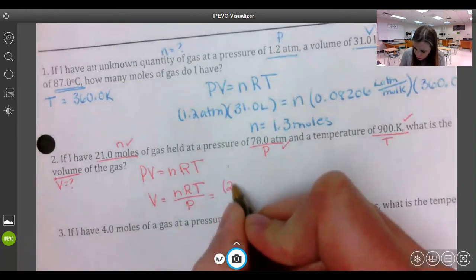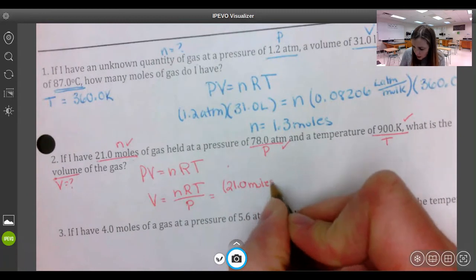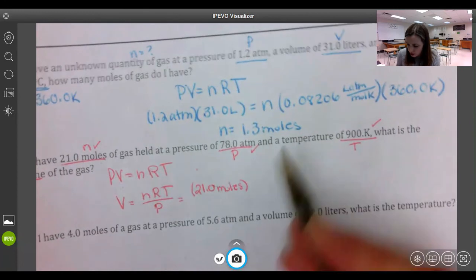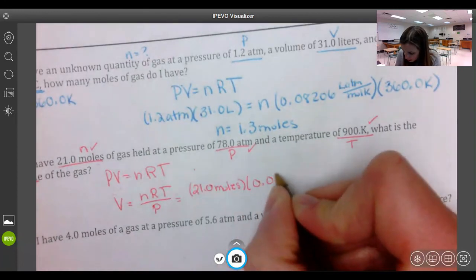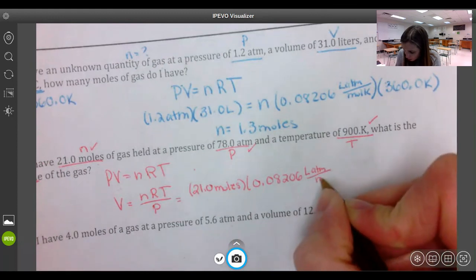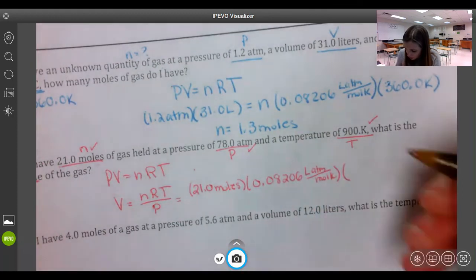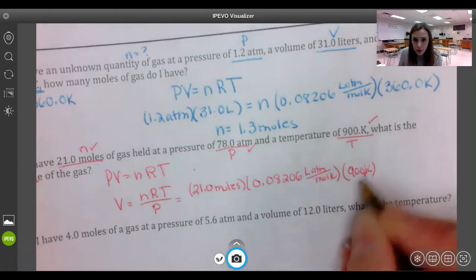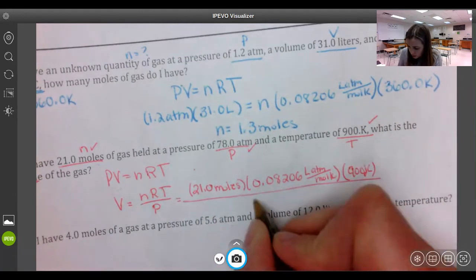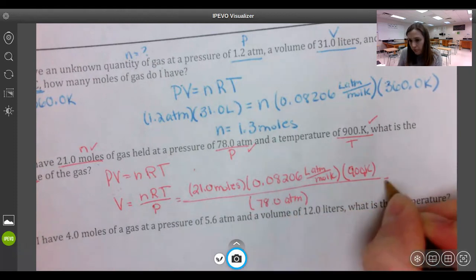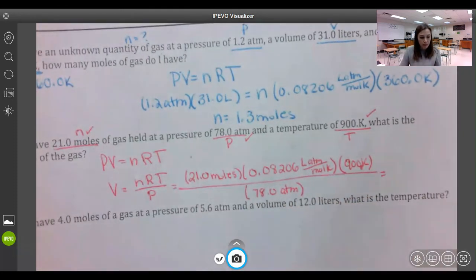Okay, so I'm going to fill in my 21 moles. And remember what I said in class, make sure you write down everything in the problem because that's what you're probably going to end up looking at for your sig figs. R, we're going to use our 0.08206 liters times ATM over mole Kelvin. And then my temperature, 900. Kelvin. Make sure I include that decimal point there so I remember that has 3 sig figs. Divided by the pressure, which was 78 ATM. Okay, so that would be my setup in order to help me analyze for the volume here.